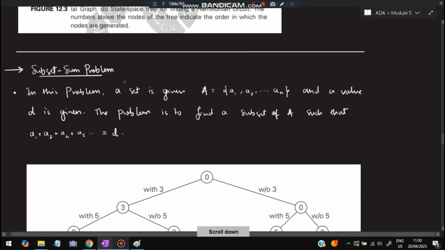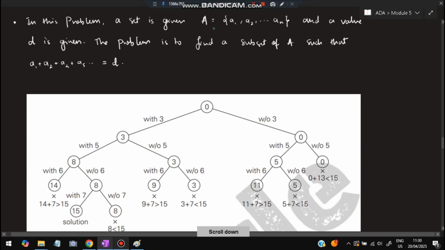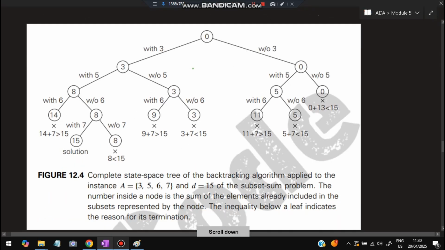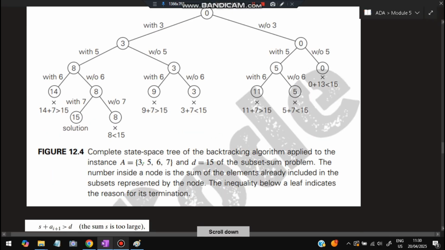Okay, next is the subset sum problem. In this problem you have some numbers. We'll take an example directly. You have 3, 5, 6, 7, and you have to find the sum 15. You have to select numbers from here which form the sum exactly 15. So which will be those numbers?